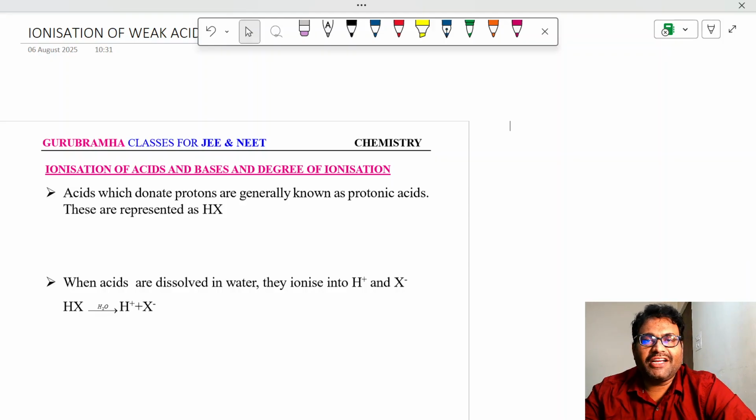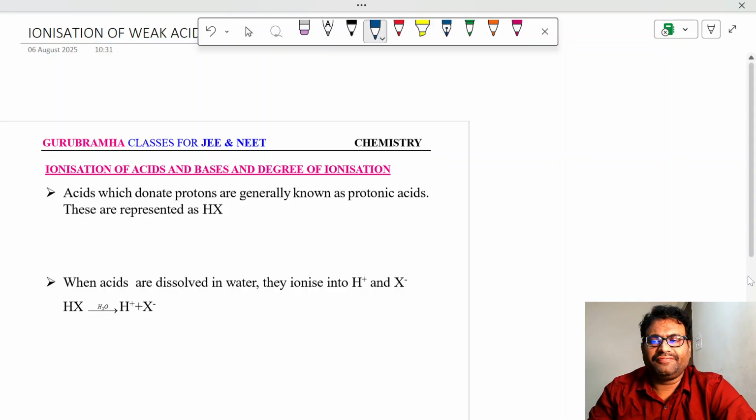We are in the chapter Ionic Equilibrium, and in this session we are going to learn about ionization of a weak acid. What is that? Ionization of a weak acid, or dissociation of a weak acid. Let's start the session.